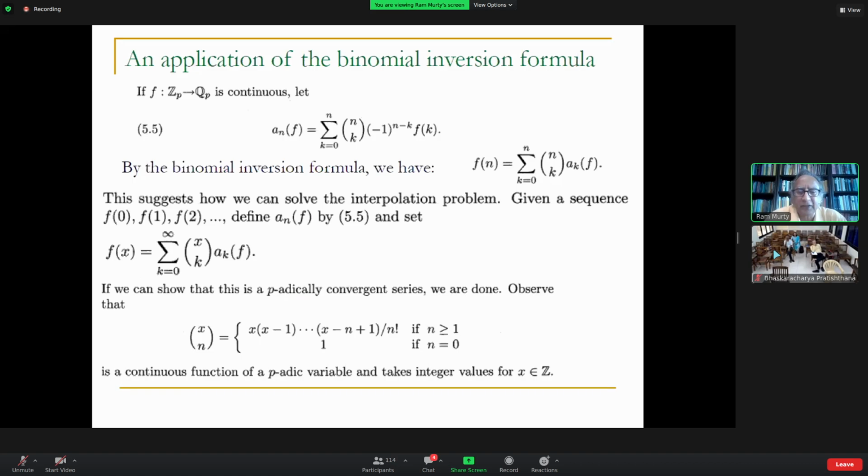So you can define x choose n for any real number in this fashion. So it's a continuous function of a p-adic variable, and it takes integer values whenever x is an integer. So we can think of the binomial coefficient in this larger sense of the word, and then work with that. Also notice, because it's an integer at integers, x choose n has a p-adic norm at most 1. And because the integers are dense in Z_p, we see by continuity that the norm is always less than or equal to 1 for all x in Z_p.